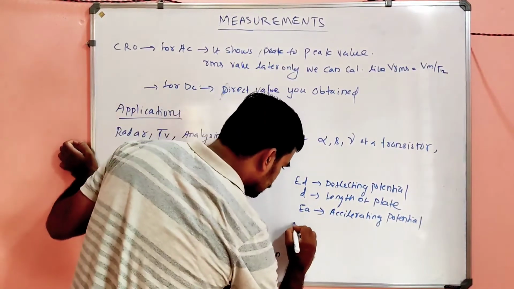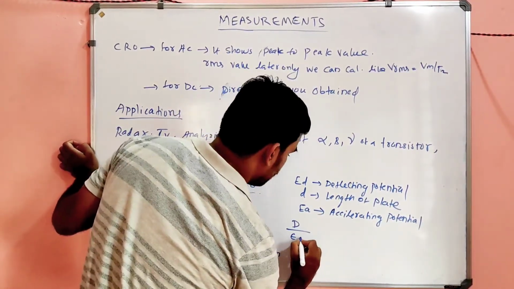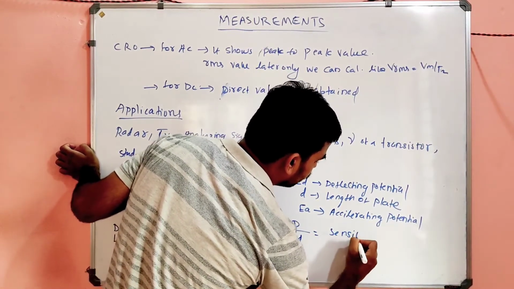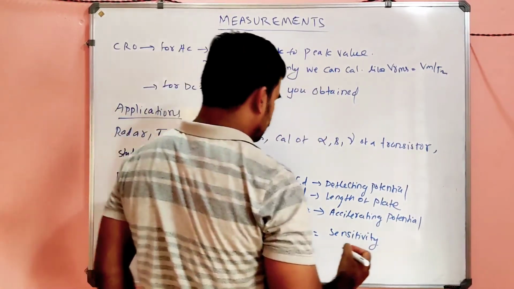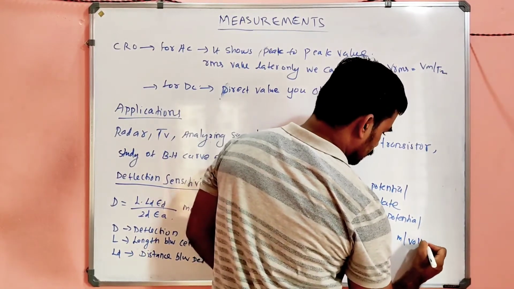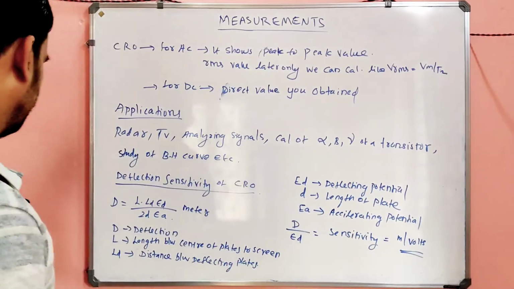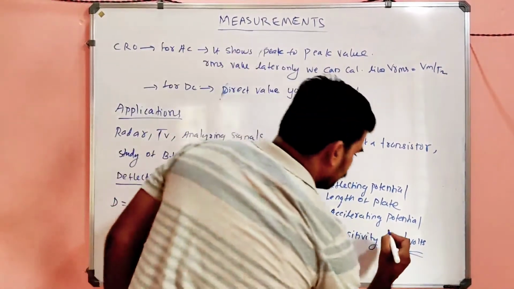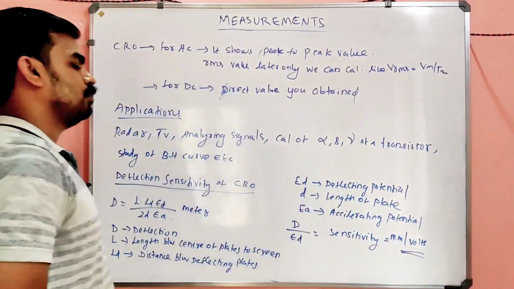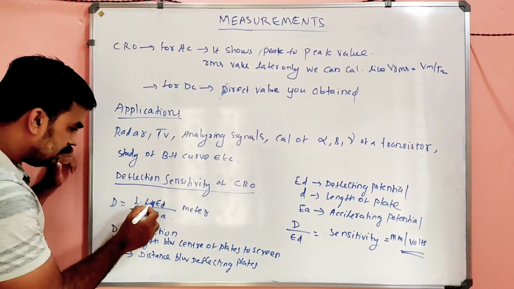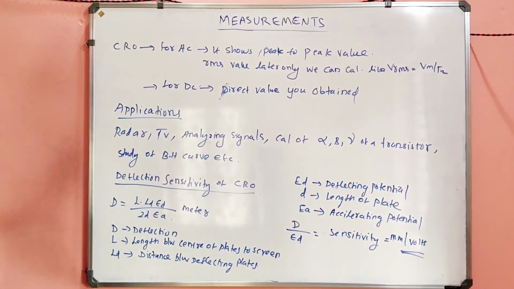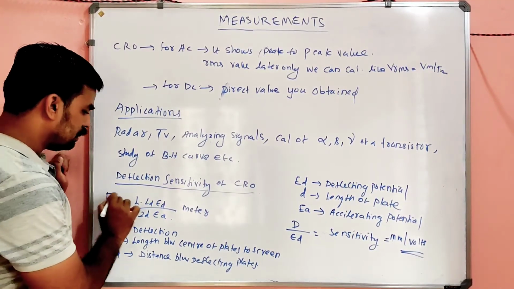So from this, D by Ed is called the sensitivity, and its unit is meter per volt, or millimeter per volt. That is correct, millimeter per volt. From this, D by Ed equals L l divided by 2 d Ea, that is called the sensitivity. Just remember this equation. Only this equation you just remember.